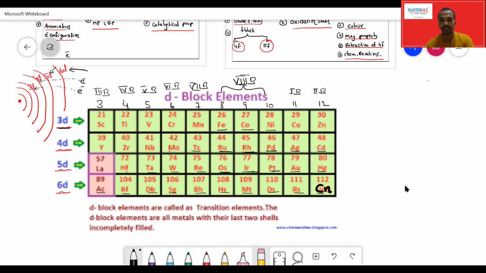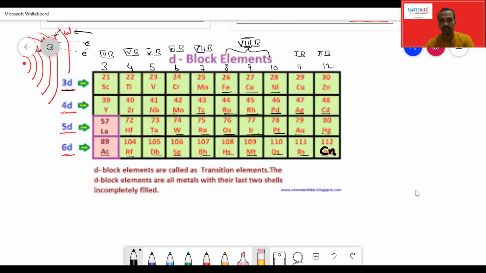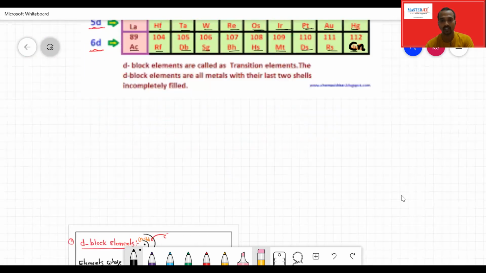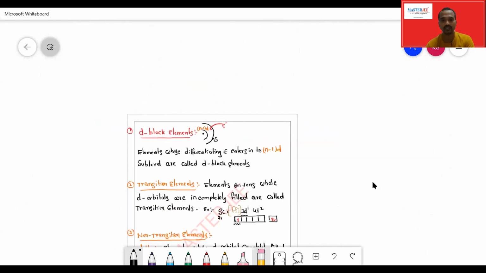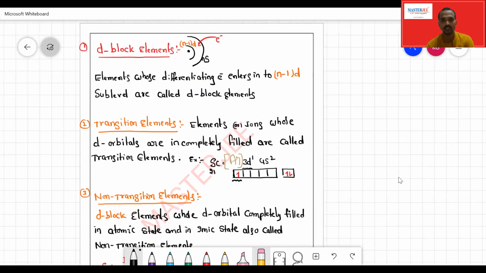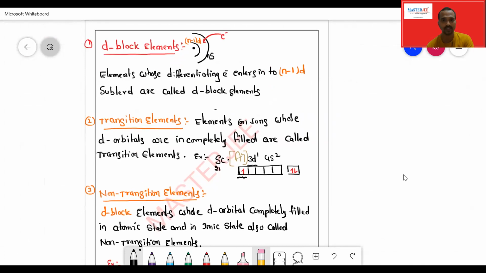Next, what I'm trying to explain is some of the basic terms we have to discuss here. First of all, what are d block elements? D block elements are those elements in which the differentiating electron enters into the n-1 d level.